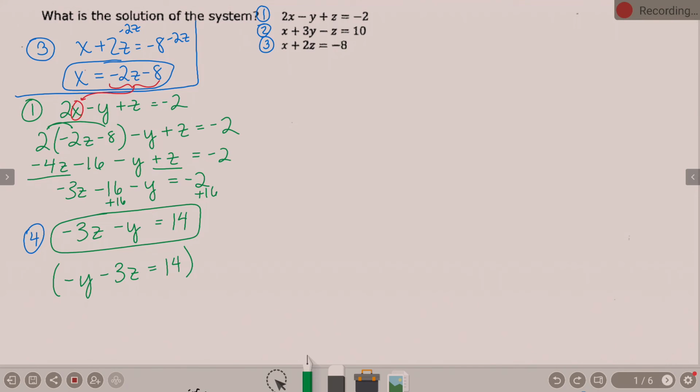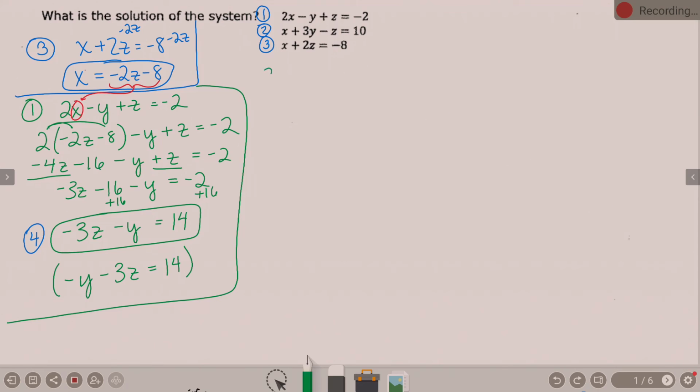Okay. That was equation 4. We also need to create equation 5. How do I create equation 5? Take your x equal equation, which was equation 3. We plugged it into 1. Plug it into another equation. What do we have to plug it into now? 2. We have to plug it into 2.